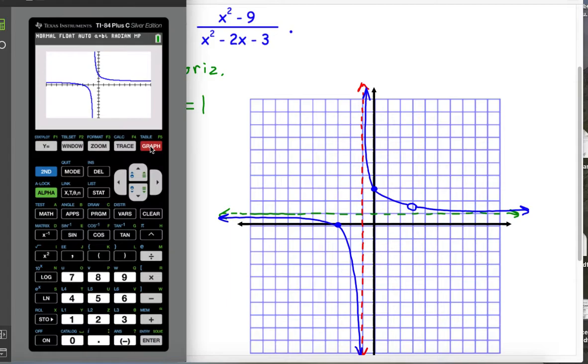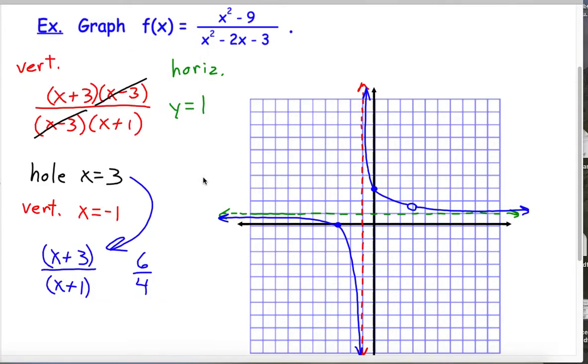And sure enough, there's our graph. And if I hit trace and type in 3, notice there's no y value because we know there's a hole in the graph there. All right, hopefully you feel a little more comfortable with graphing these rational functions using your asymptotes and the holes in the graph if there are any.